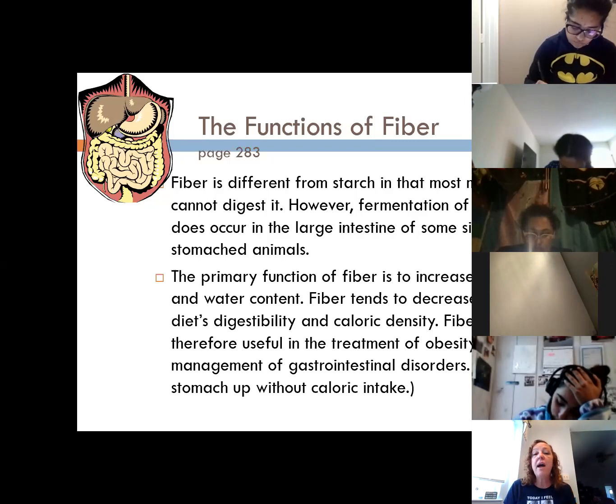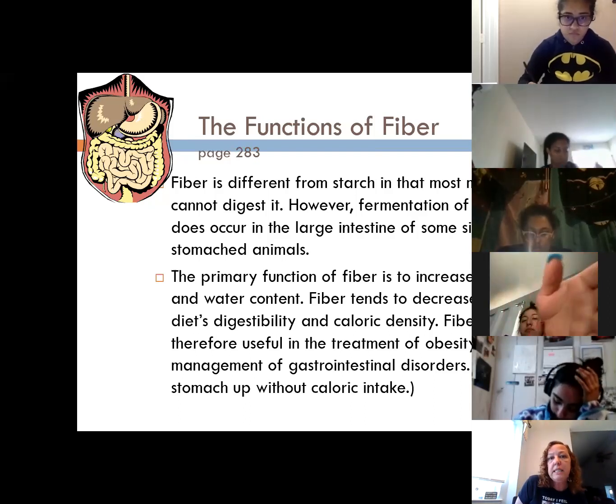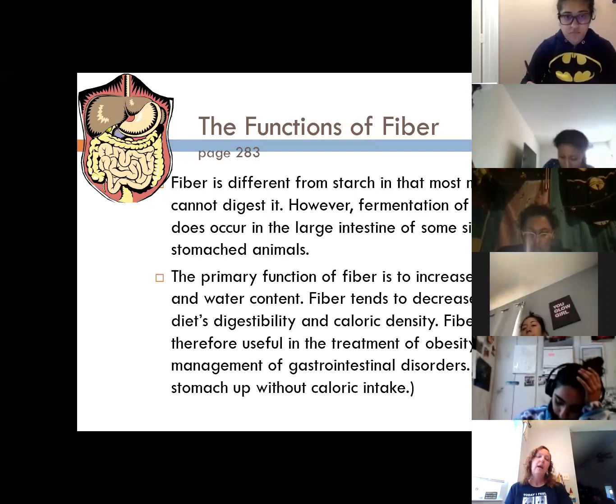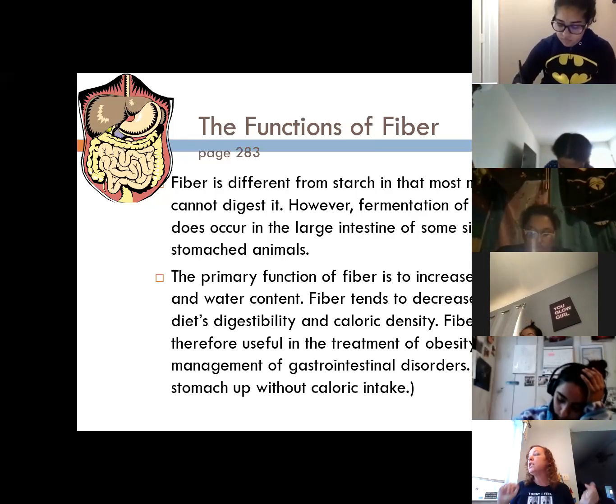You can feed fiber if you have diarrhea. You can also feed fiber if you have constipation, because we have multiple different types of fibers that your body will use differently. So depending on the type of fiber, it can really resolve almost any large intestinal issue.